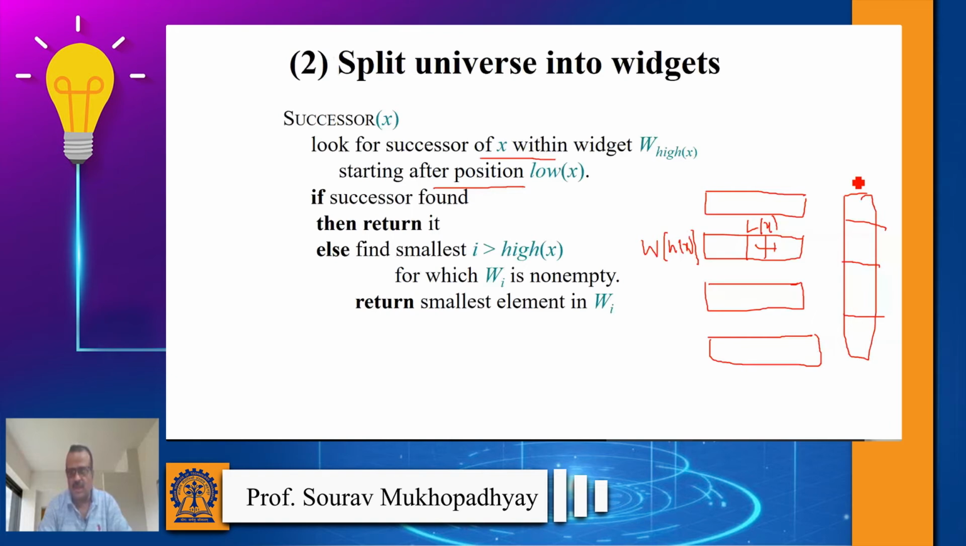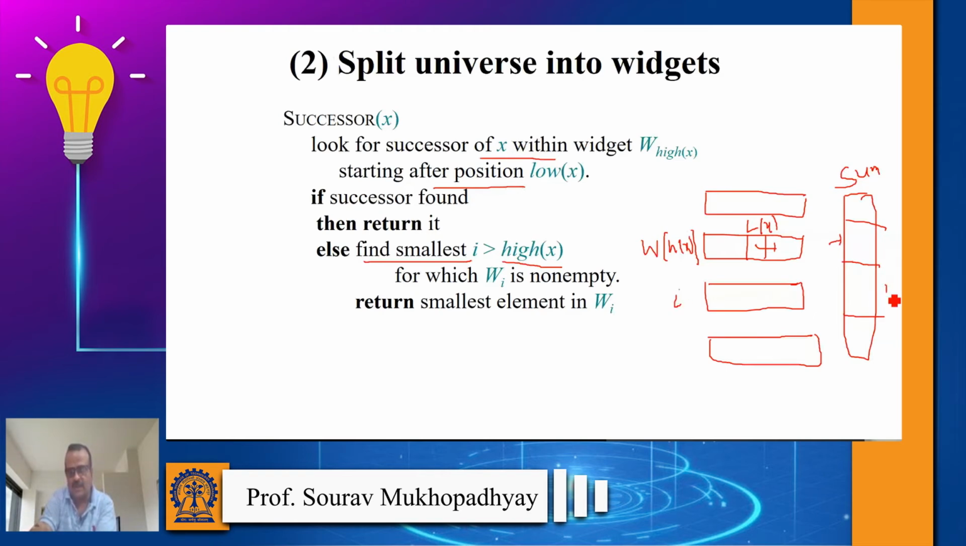This position is the high of x, whatever the high of x value is. We have to look for a 1 after this. Basically, we need to look for an i after high of x which has a 1. So that is also another successor call. That is the smallest one, because we are finding the next, immediate one. Okay, now suppose this is the i.